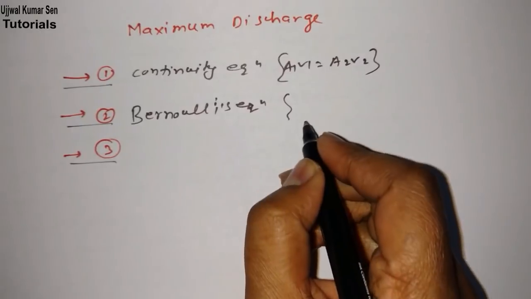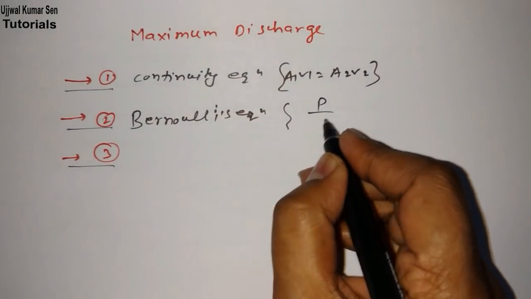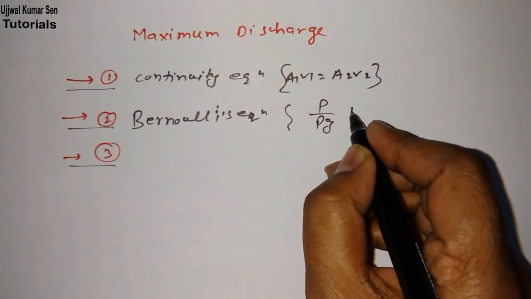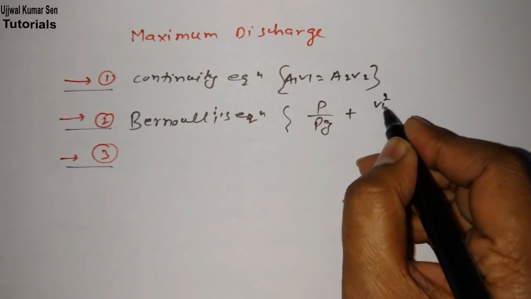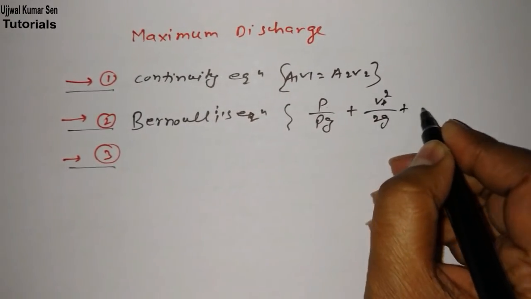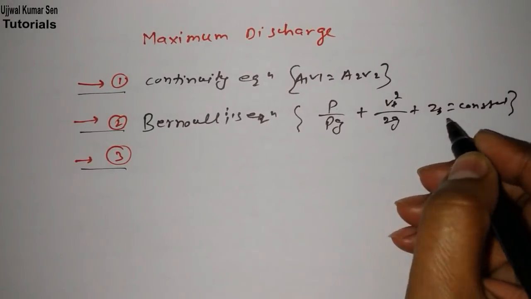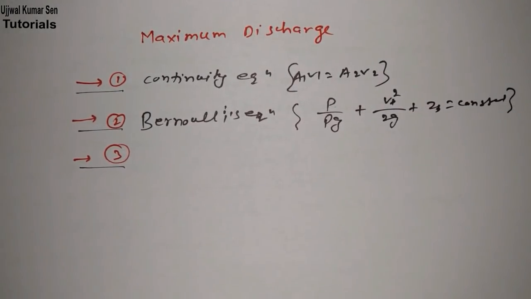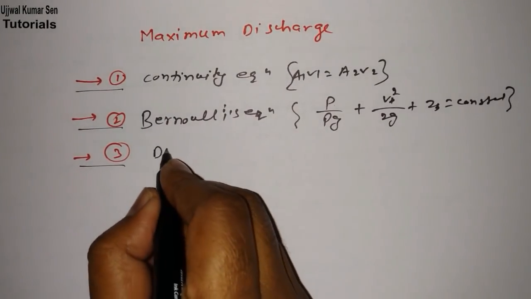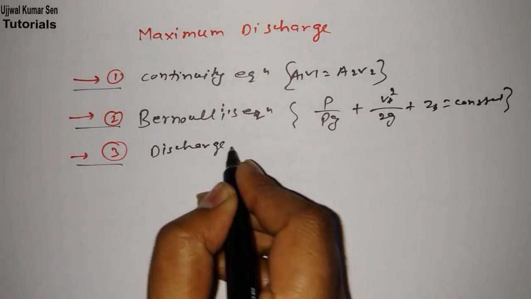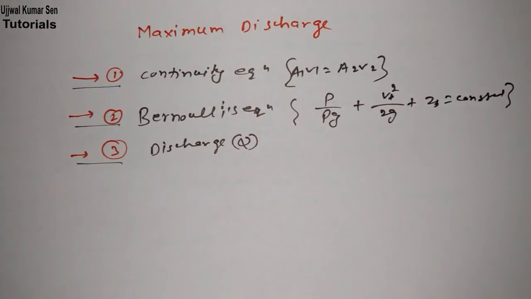What about this equation? Bernoulli's equation is P by rho g plus v square by 2g plus z1 is equal to constant. We can say z also, right? Next is discharge. What is the formula for discharge? Basically, we denote discharge by Q.